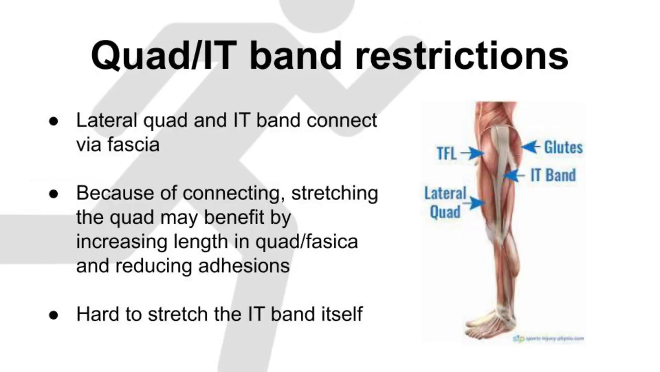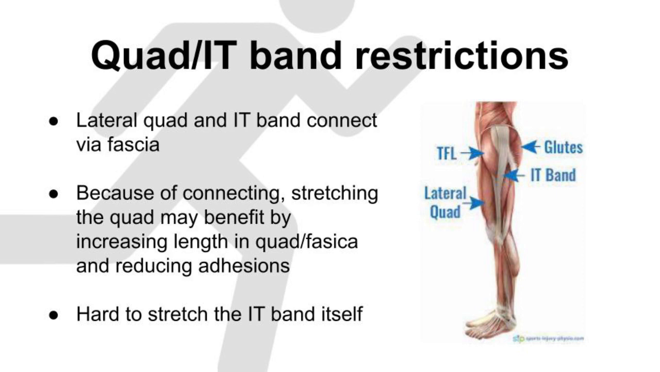Third thing, quad and IT band restrictions. Now, to my first point, the IT band is a very thick fibrous band. And they've done studies that it's very hard to stretch this tissue out. So the thinking goes, say for foam rolling, reducing some of the scar tissue adhesions within the IT band on the quadricep muscle or the lateral quad. So it's not necessarily a length issue for the IT band, more of an adhesion kind of issue.